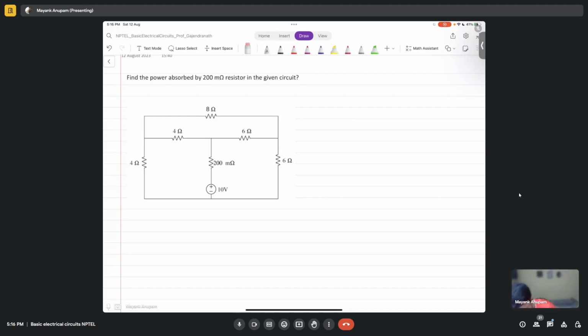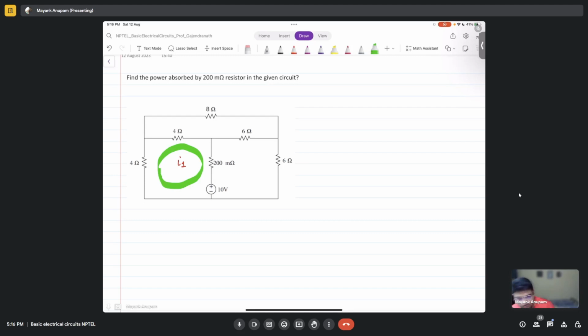The first mesh will include 4 ohm, 200 milliohm and 10 volts. This is one mesh, right? Yes, sir. Okay, so you will assign a mesh current with it. Let's call it I1. While doing that, what direction will you choose for the current flow? I will choose clockwise direction.